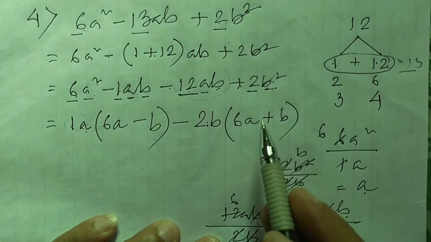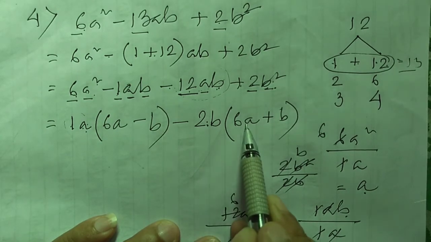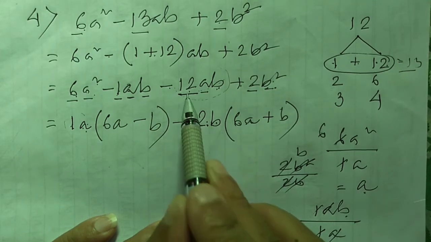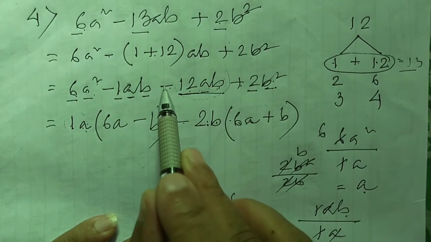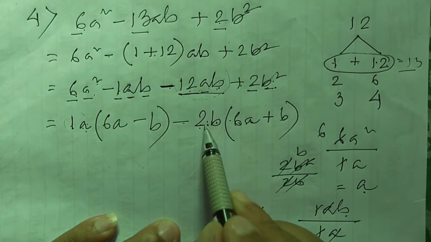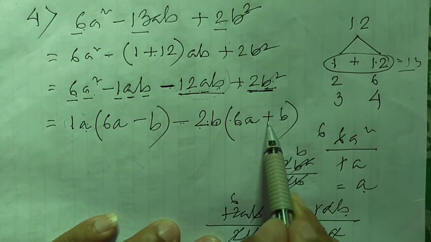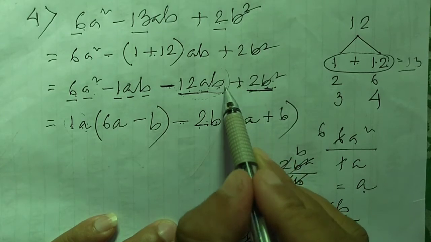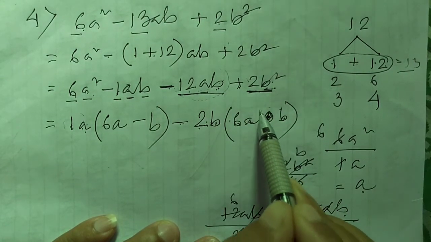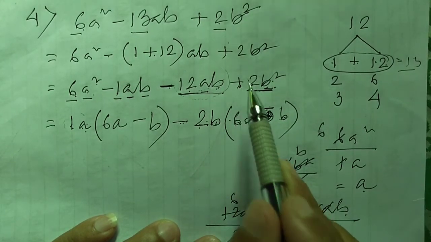Now see, we have to recheck it. 2B into 6A, that is 2 6 are 12 AB. We are getting 12 AB plus minus. Fine. By 2B you multiply B. 2B into B, 2B square. Okay. Minus plus minus. But this is plus. So here we made a mistake. It should be minus. Then only minus plus.